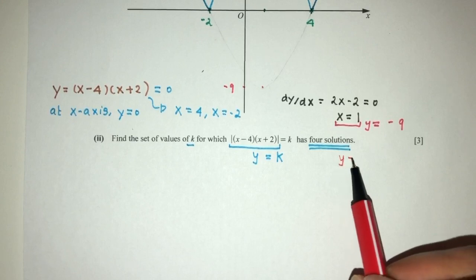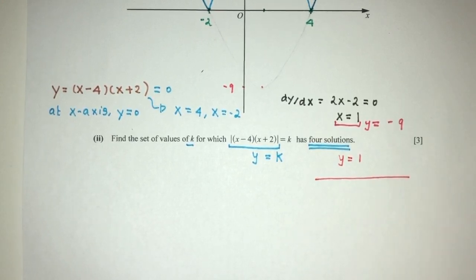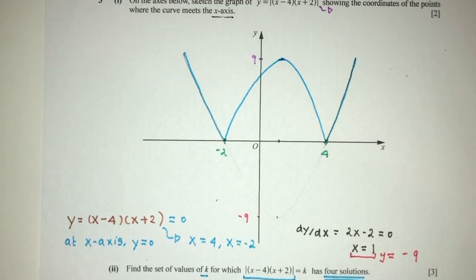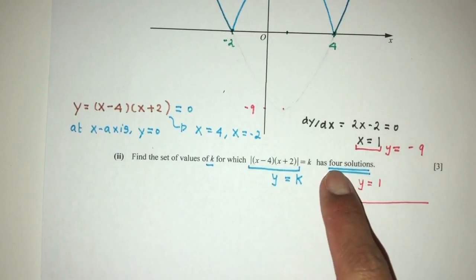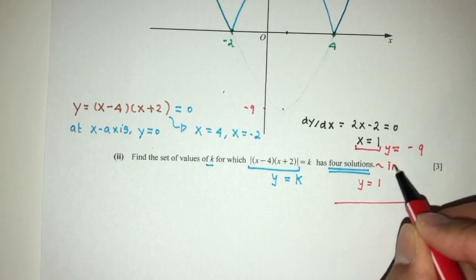line y equal to 1? It will be a horizontal line at the value of 1. Same thing here. The idea is, if you were to draw a horizontal line on this graph, where would you have 4 points of intersection? So 4 solutions mean 4 points of intersection.